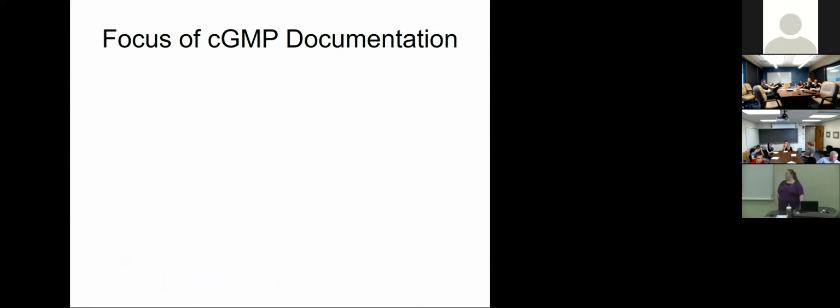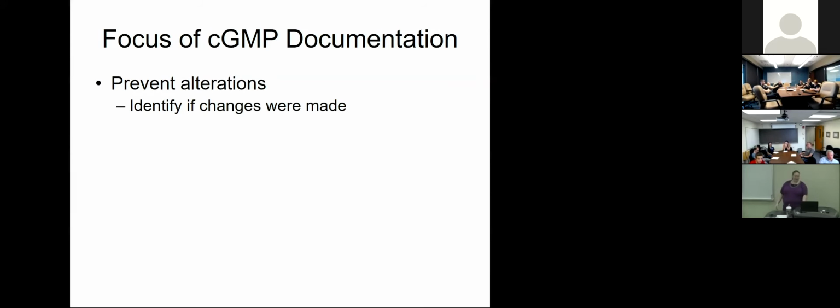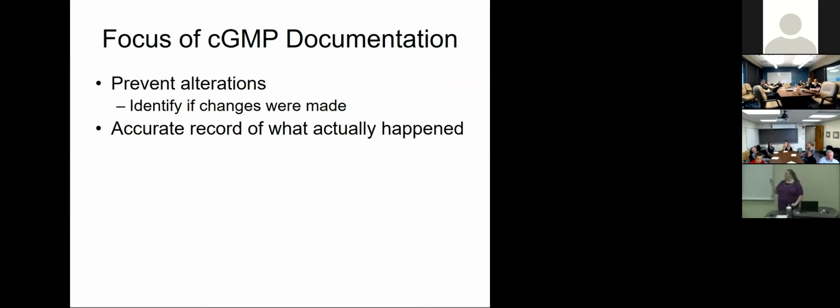So what is the focus of cGMP documentation? The biggest thing about cGMP is that we need to be able to prevent alterations further down the road. So we need to identify if changes were made. We need to be able to have an accurate record of what actually happened. So these are the same things that apply to your lab notebooks. They're just a little stricter for GMP work.